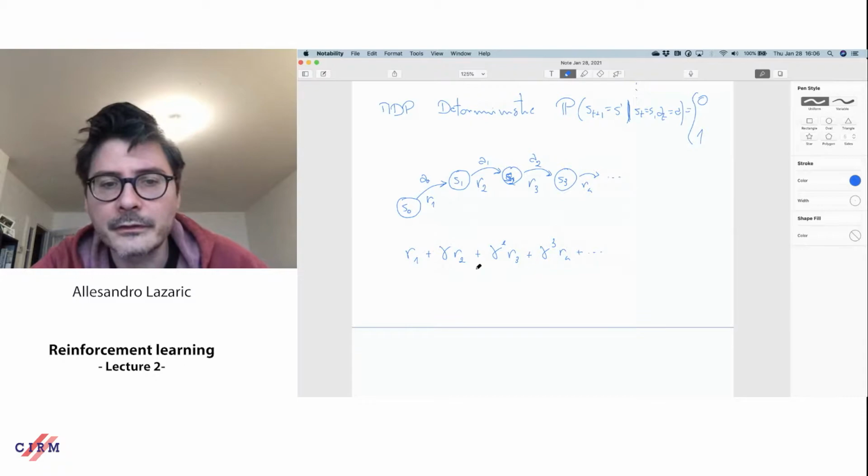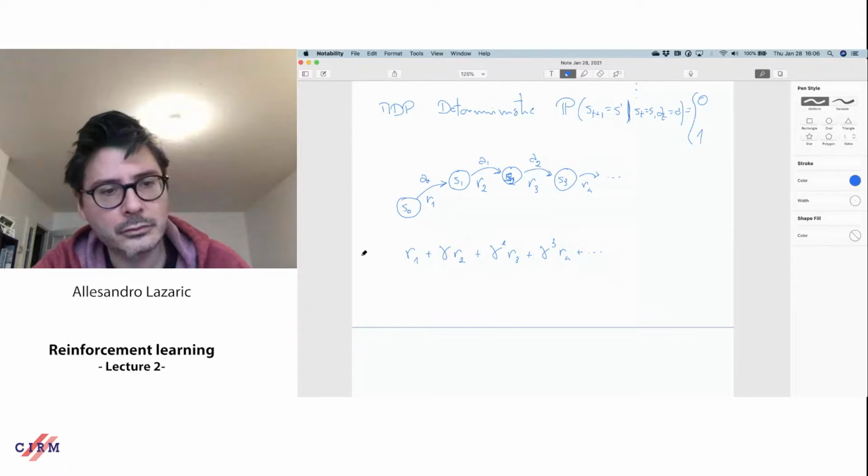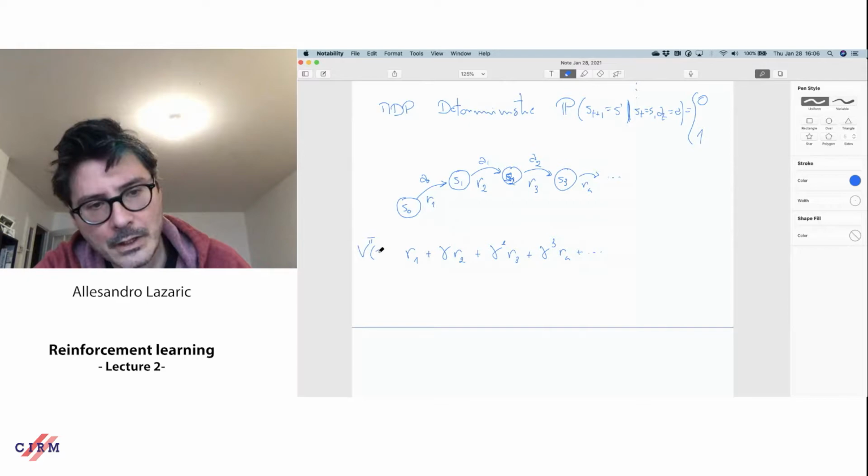The first thing that we're going to do now is to study, for a specific policy, what its performance is going to be. And so I have this cumulative sum of these kinds of rewards.